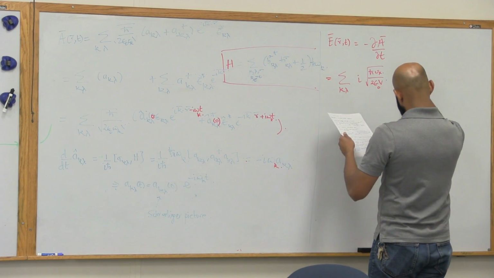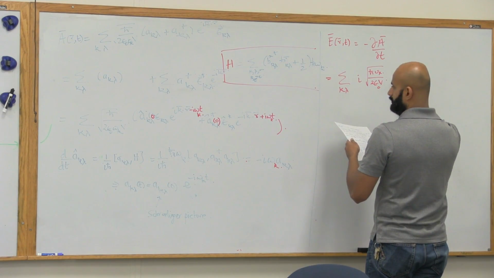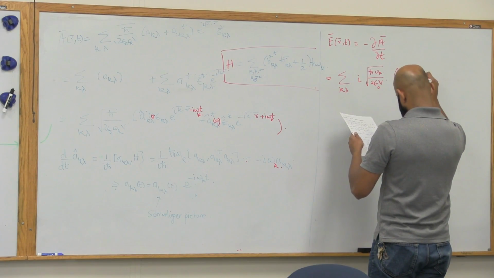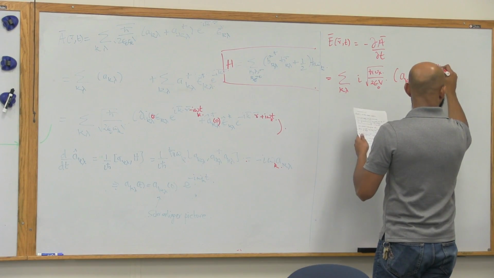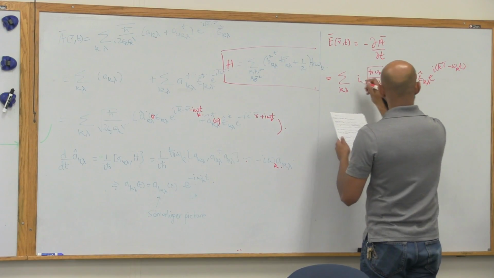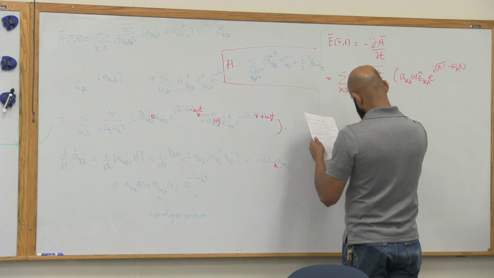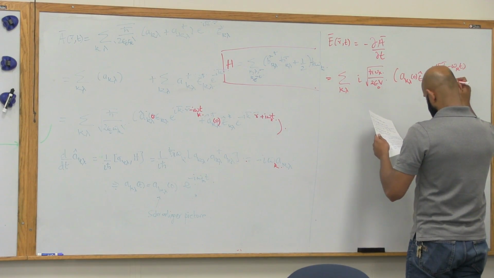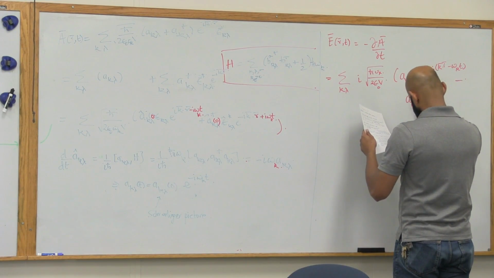So I pulled out the minus i. So I end up with a k lambda and a dagger, k lambda. I guess I should pull out a minus. Oh, there's a minus sign in front of this. So that took care of that. This minus sign is very important.